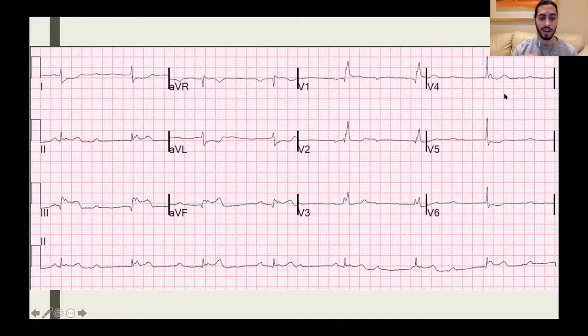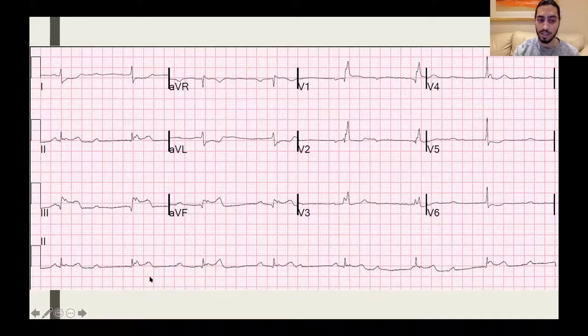Excellent, some of you are getting it now. This does show a complete heart block. So P wave, P wave, P wave, P wave, P wave that's hidden in the T wave here, P wave, P wave, P wave that's hidden here, P wave, P wave. The P waves are normal in terms of their rhythm. QRS, QRS, QRS, QRS also has a normal regular rhythm.